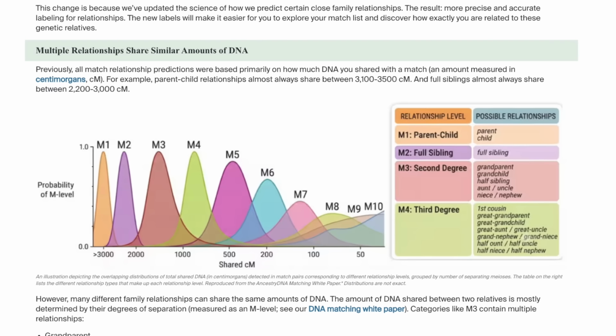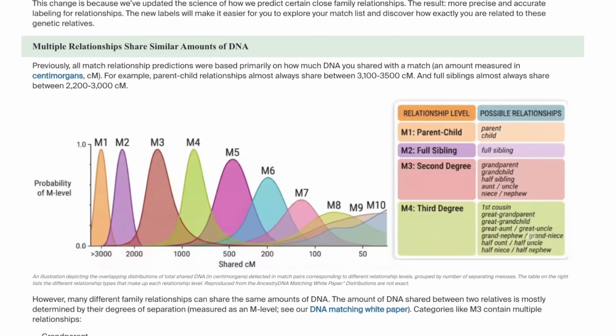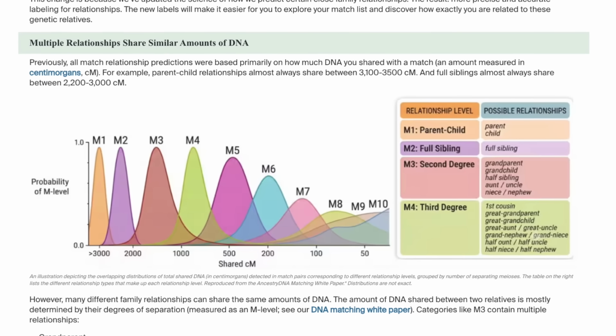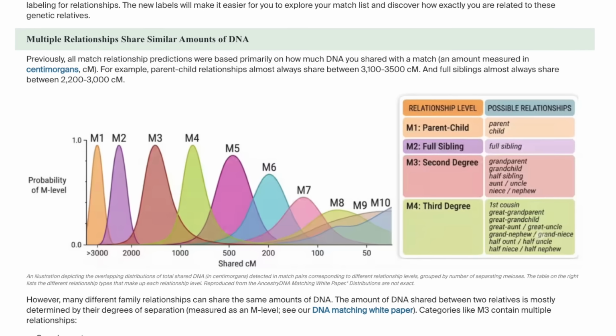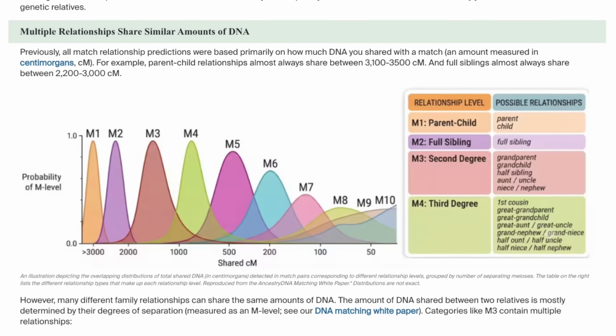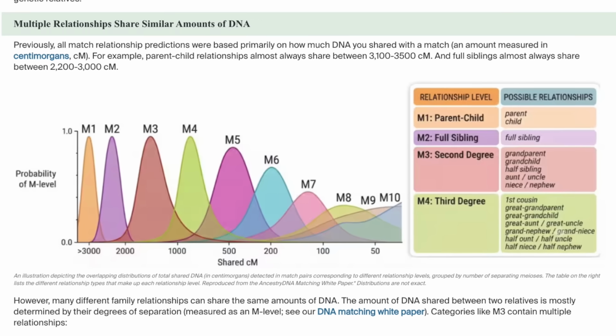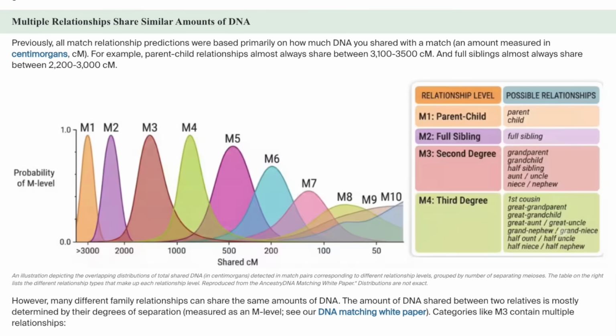When we look back at the chart, we can see M4: first cousin, great-grandparent, great-grandchild, great-aunt, great-uncle, grandnephew, grandniece, half-aunt, half-uncle, half-niece, half-nephew. Then there's an M5, an M6, M7, M8, M9, M10. But as you get further out, there's even more overlap between each of these groupings. This update is specifically for groups M3 and M4. A big part of why is probably that determining relationships within M3 and M4 is much easier than within the further groups of M5, M6, and so on.